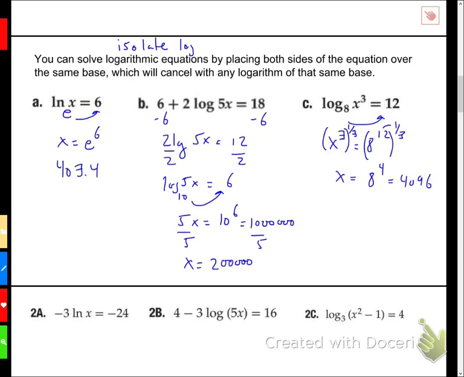You also could have used your properties from yesterday to bring down that 3, divide both sides by 3, and then get 4. Okay, I don't suggest you do that, though, because if this had been an even power, there's going to be some interesting things that happen with even powers, basically getting pluses and minuses, and you might end up missing that if you were to bring down an even power. Okay, but you're always going to at least get one right answer by doing that.